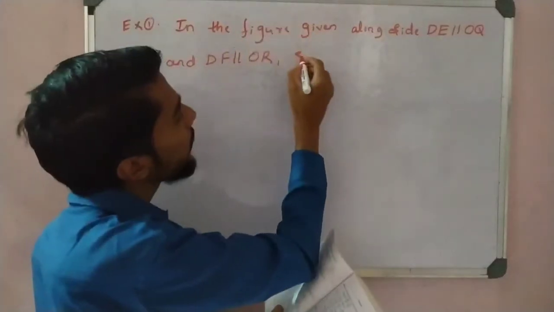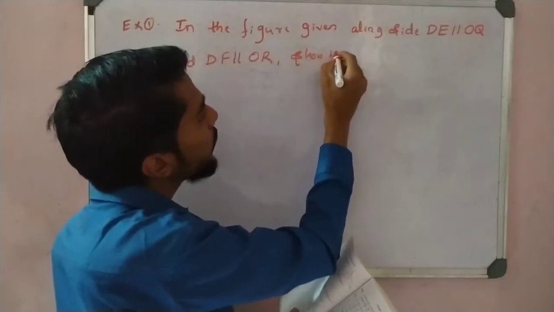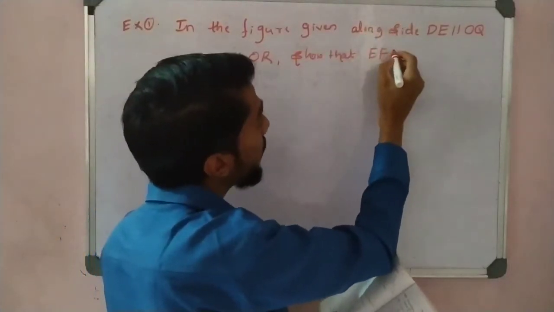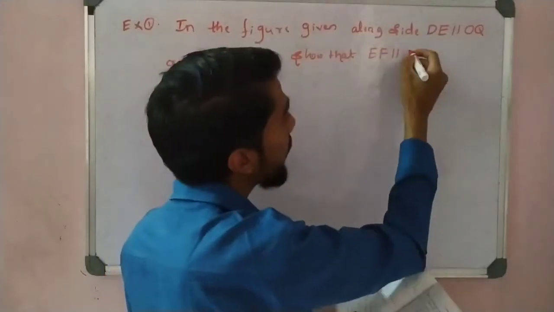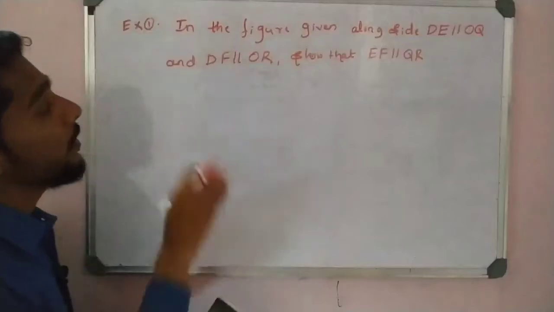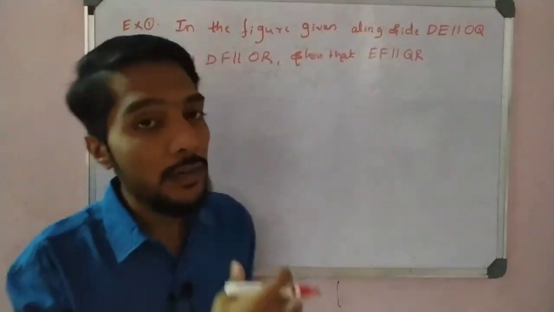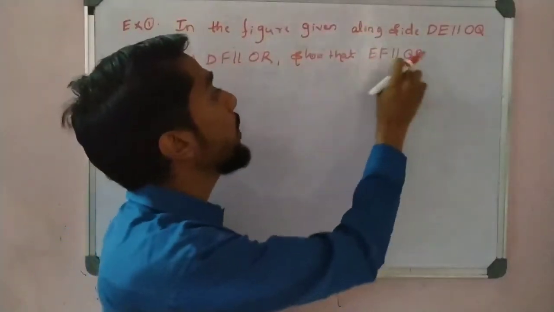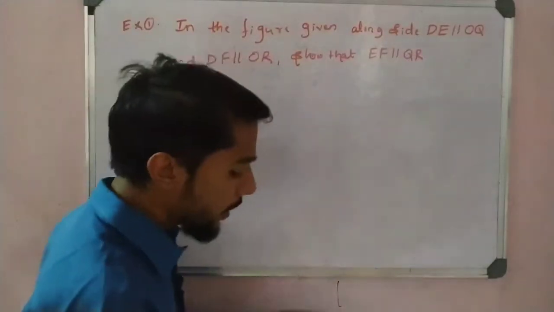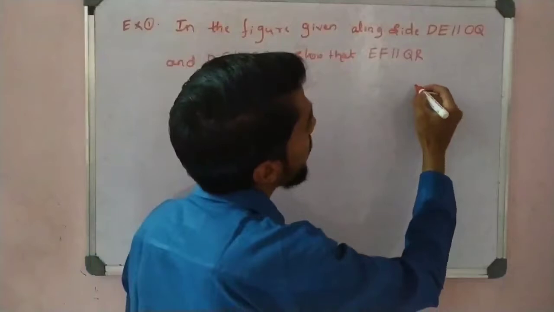Show that... again we have to prove that some other lines are parallel. By using this theorem on parallel lines, we can prove that another line is parallel. If you see the diagram, you can understand carefully. So I can draw the diagram here like that.